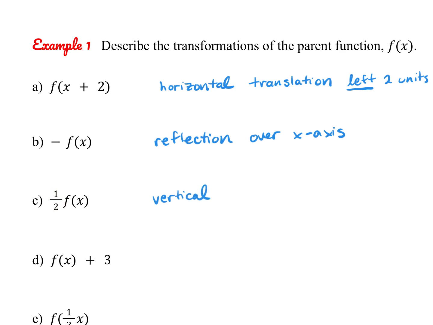Now I have to decide if it's a stretch or shrink. So if it's a vertical stretch or shrink, whatever this number is our factor. And since this factor, 1/2, is less than 1, that makes it a shrink. And then we say by a factor of 1/2. So we're always looking at what the stretch or shrink factor is. And this factor is less than 1, making it a shrink.